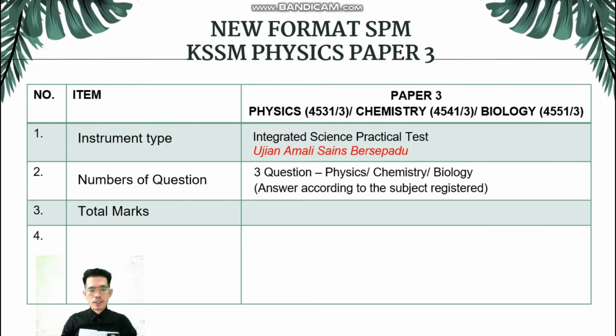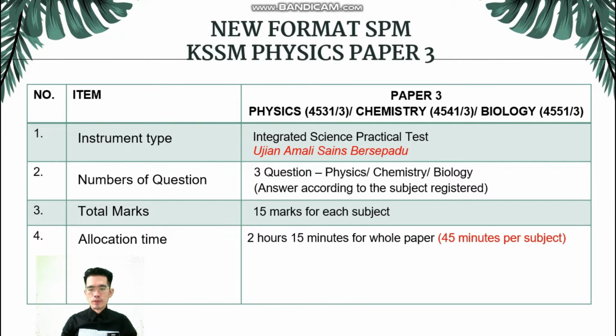Next will be the total mark for each subject. There are 15 marks for each subject, so the total for the 3 subjects will be 45 marks. The allocated time for the whole paper will be 2 hours 15 minutes. If you divide by 3, each subject will be provided 45 minutes.